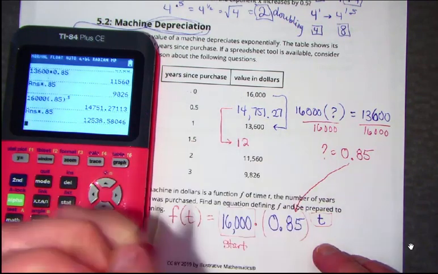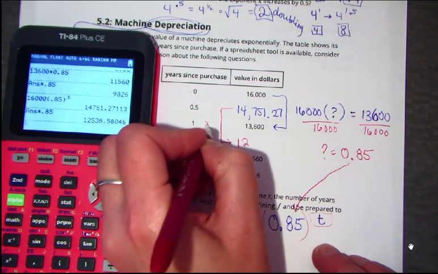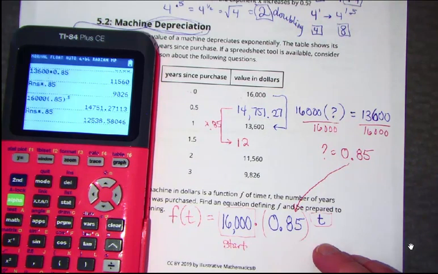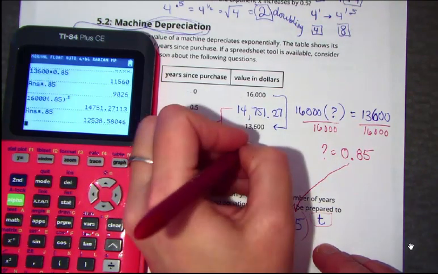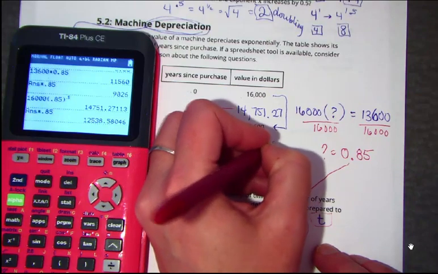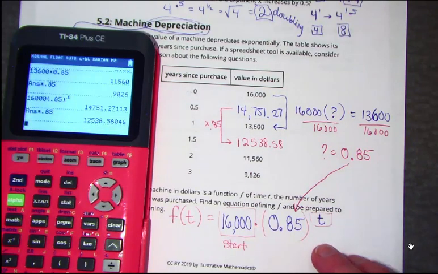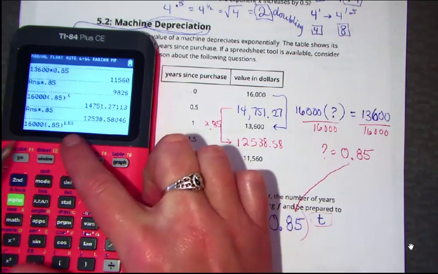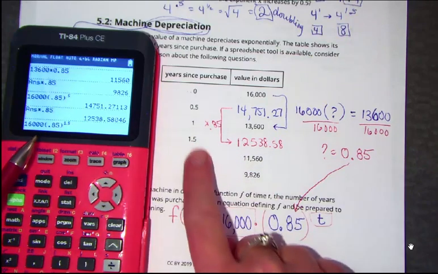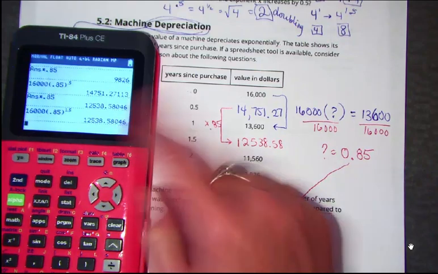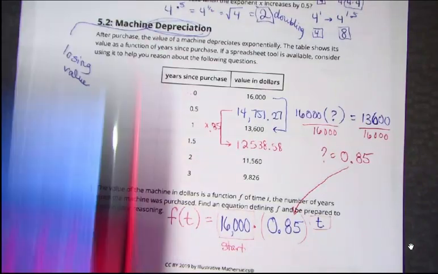12,000, so let me put that there, times 0.85. There we go. So now you see what I'm taking the number and how I did that. 538 and 58 cents. Now if I want to double check that, I certainly can using my function that we wrote, plugging in 1.5 years from the original purchase, and I get the exact same thing. So it's kind of neat to see it that way.